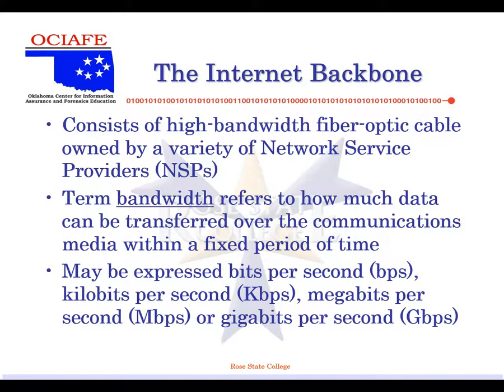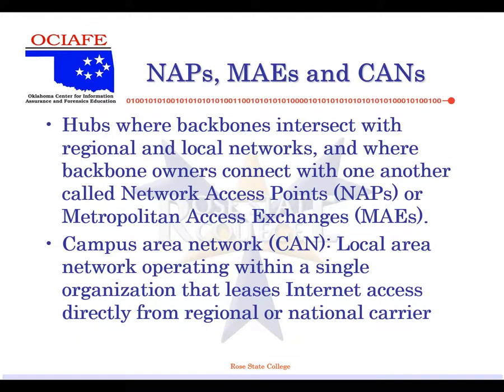The internet backbone consists of high-speed fiber optic cable over a multitude of network providers. Bandwidth is how much data can be transferred. Hopefully you all know that by now. It's expressed in bits per second: megabits, kilobits, gigabits, whatever. Then we have network access points.